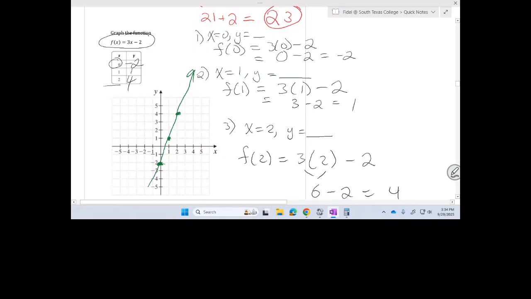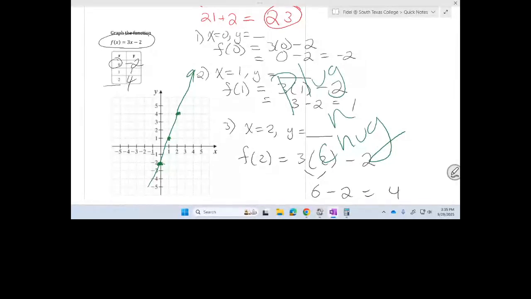Y'all, for these problems here, I usually call these problems plug and shove, because you're taking those numbers for x, you're plugging them in everywhere you have an x in your problem, and the number you're coming up with is really your y number. Okay. All right, so far, this making sense? We're good? Okay, just check.